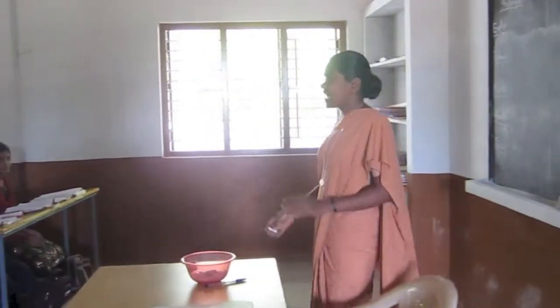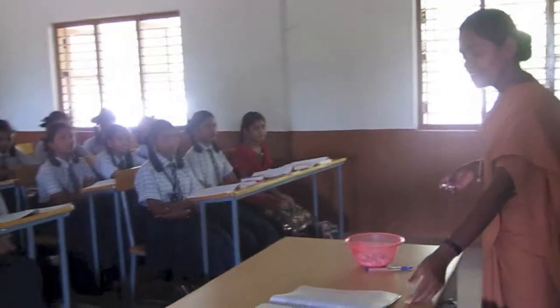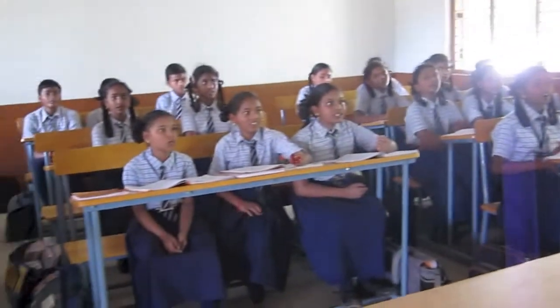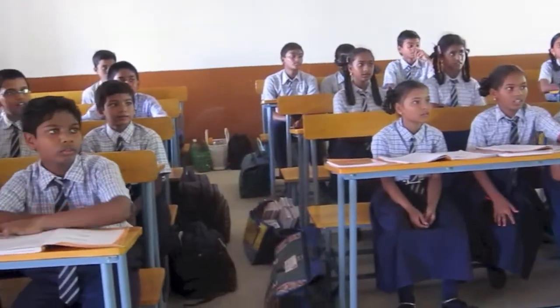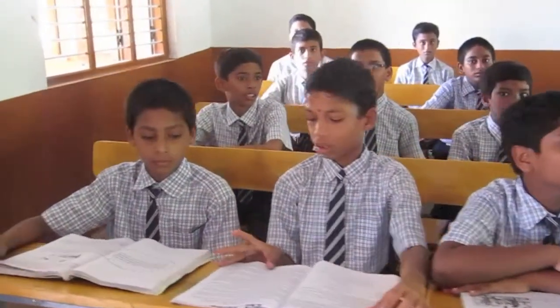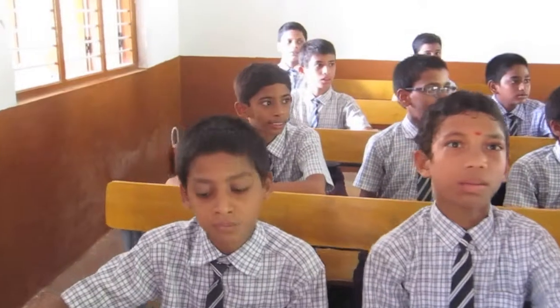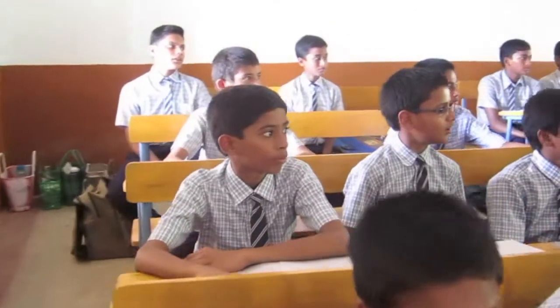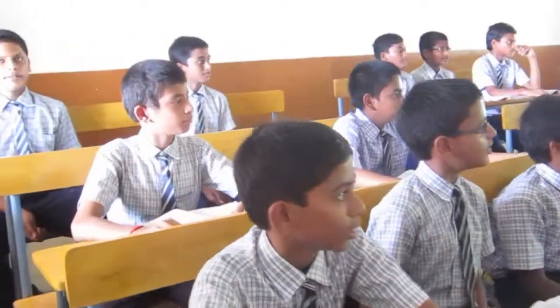In this lesson, who are the characters that we see? First, say the name of the author. Arthur Conan Doyle. The name of the author is Arthur Conan Doyle.